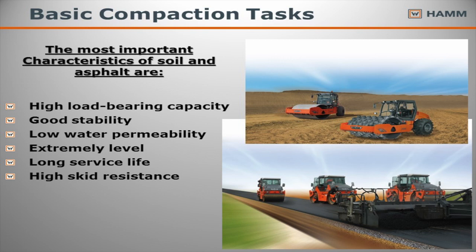We get moisture into the base, we're going to have troubles. Extremely level. The more level we can make the bottom layers, the more level we're going to make the top layers. Makes sense, don't it? Long service life. Everybody wants to save money, so we want to have a longer service life in our equipment. High skid resistance. That ties into that extremely level. If our tires are constantly on the pavement, we get better skid resistance. If they're bouncing all around, we don't get a good ride, we don't have good skid resistance, we can have problems.